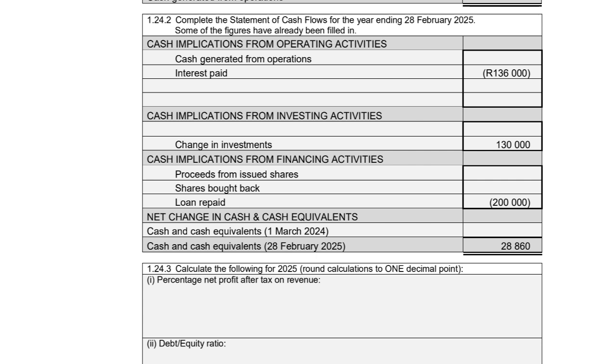1.24.2, complete the statement of cash flows for the year ending 28 February 2025. Some of the figures have already been filled in. So our cash implications from operating activities, we're going to start with the cash generated from operations, and we've just calculated that as 1,294,000. Then we'll have interest paid of 136,000 in brackets, and then we will record income tax paid, and we'll always have a calculation for that.